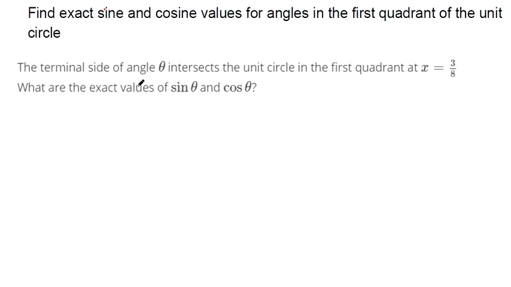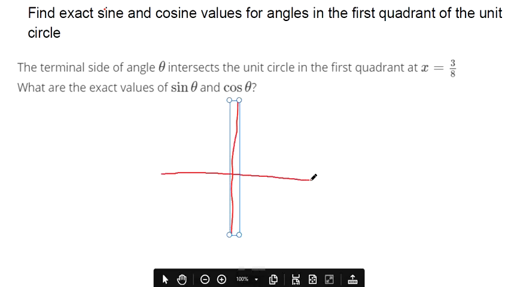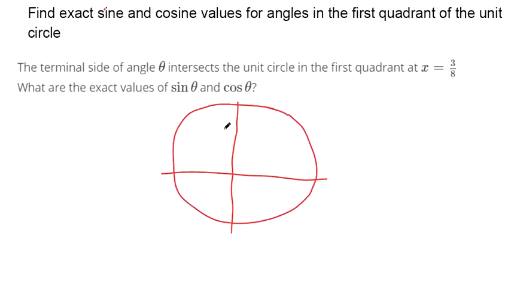So the terminal side of angle theta intersects the unit circle in the first quadrant. Let's just stop right there and draw what they're saying. Here's a unit circle, a circle of radius 1. And the terminal side of theta intersects in the first quadrant. So this would be an angle in the first quadrant, right? Because this is the first, this is the second, this is the third, this is the fourth quadrant.